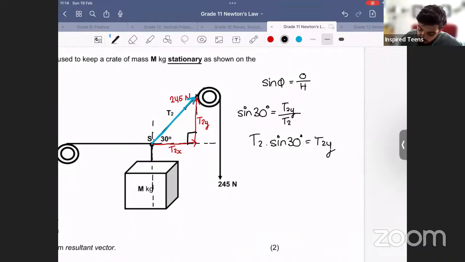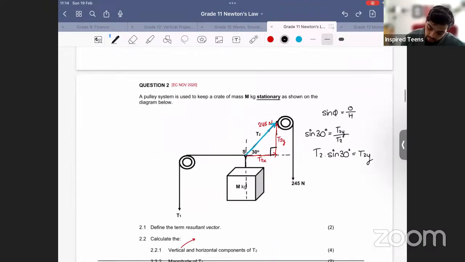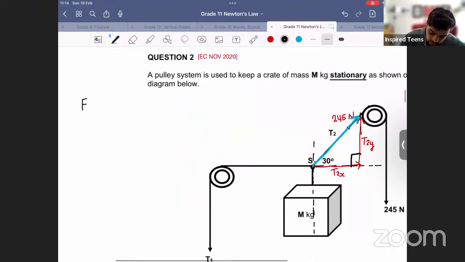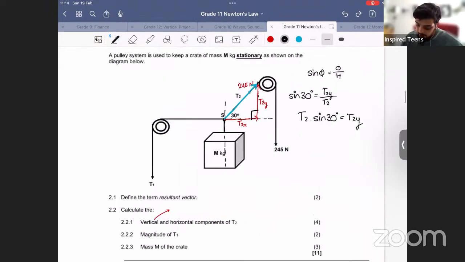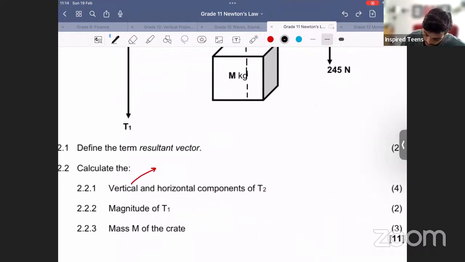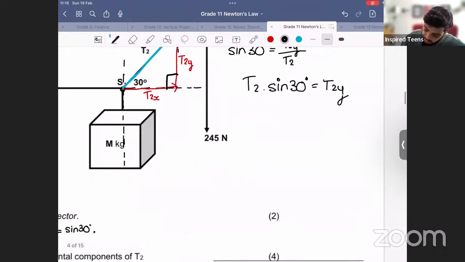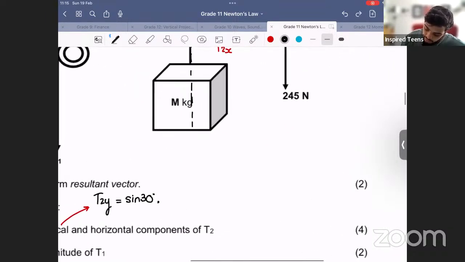But you don't have to show this. You can directly show that. Because you know it's opposite, you're always going to take sine of that angle and multiply it by the actual force. Generally, a force's component is equal to that force multiplied by sine of the angle. So if I want to calculate the vertical T2y, because it's opposite, it's going to be sine 30 times T2. In this case, T2 is 245 newtons.